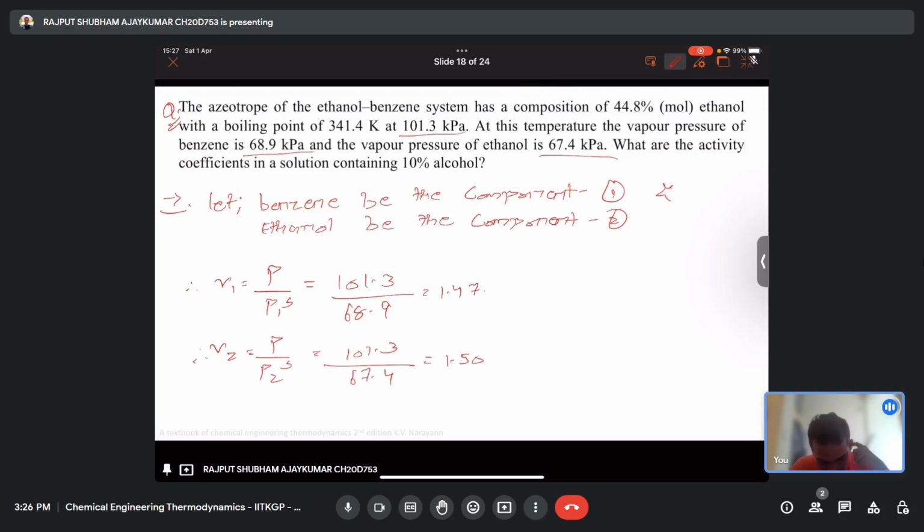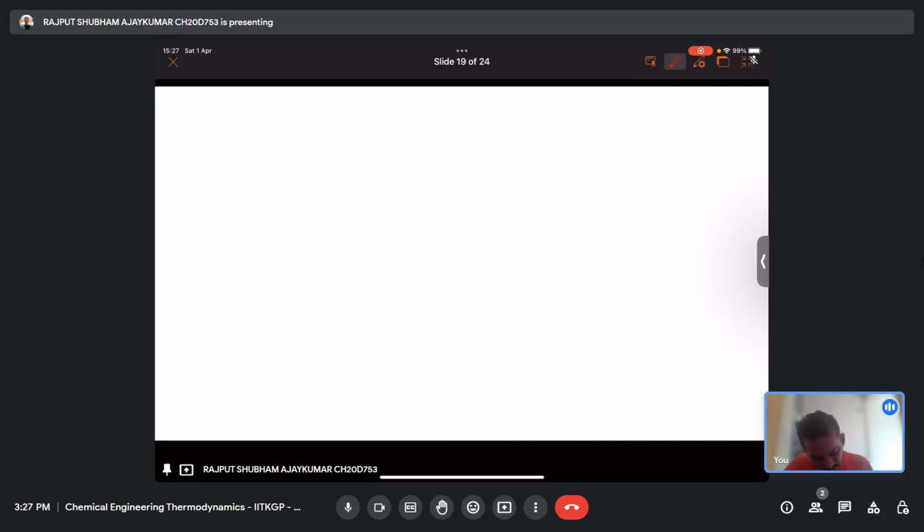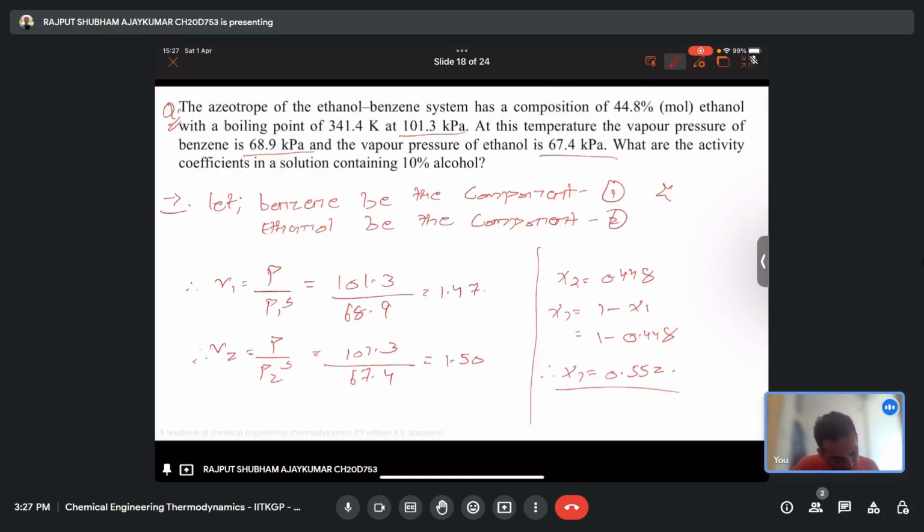Okay, now we have been given the ethanol. So ethanol is component 2, so x2 equals 0.448, and x1 equals 1 minus x2, which equals 1 minus 0.448. Therefore x1 comes out to be 0.552. Okay, so this is one of the things. Now we have to identify what the activity coefficients are in a solution.